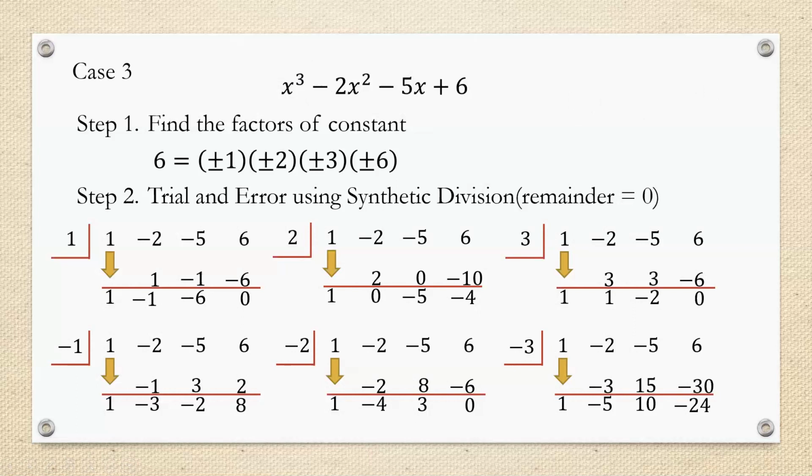Alright. Since our main goal is to find the remainder 0, so hanapin natin dito sa mga pinagagawa natin kung ano yung mga remainder 0. Okay, so since we have 0, okay, therefore 1 is considered to be a factor ng ating given x cubed minus 2x squared minus 5x plus 6. Yung negative 1, since 8, so hindi siya. Okay? Yung negative 4, of course, hindi rin siya.